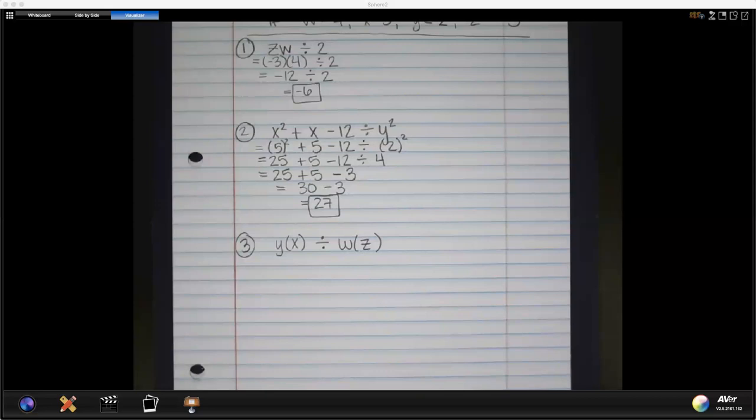What? Is it supposed to be an improper fraction? Yeah. Nothing is negative.